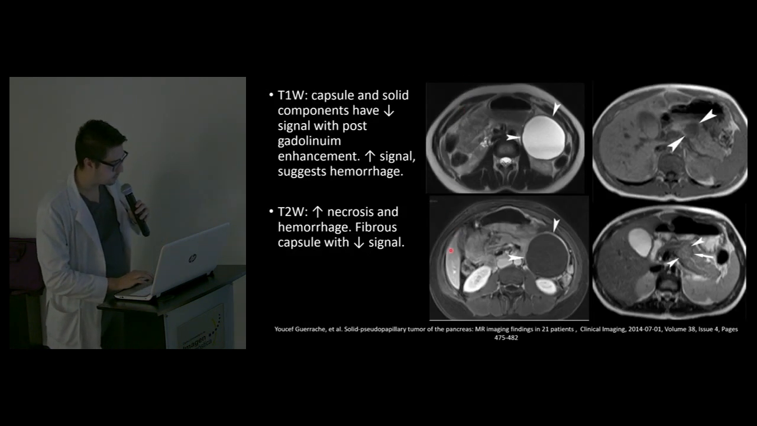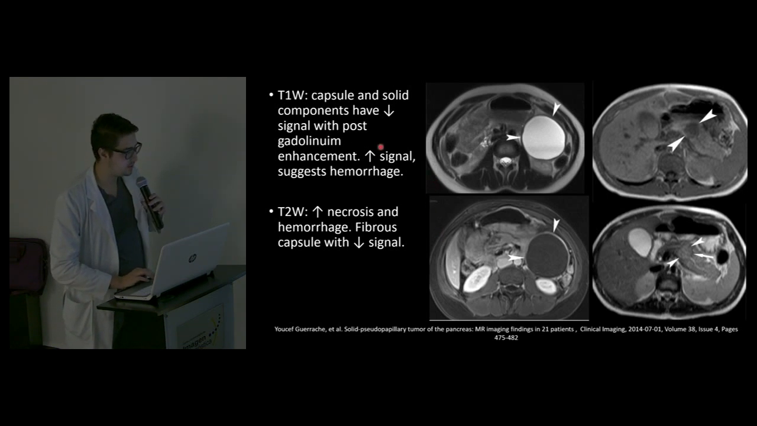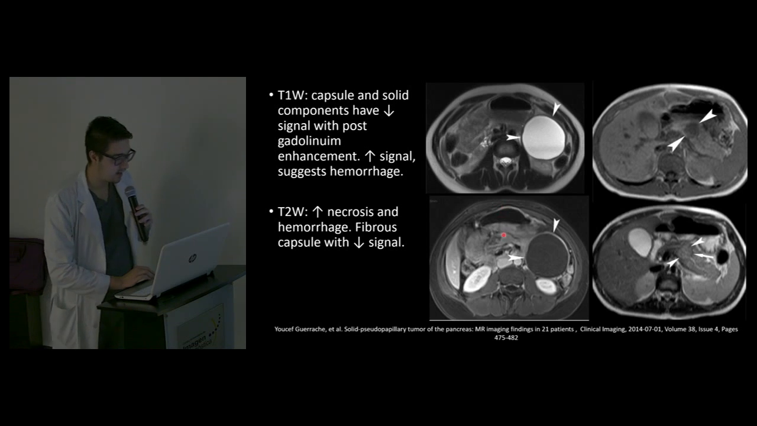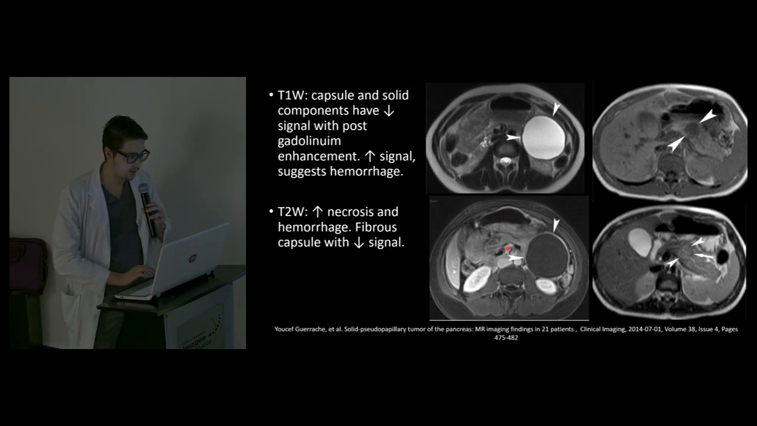At MRI, in T1 weighted images, the capsule and the solid components have a low signal, but after the administration of gadolinium, they have enhancement, like in these T1 weighted images with gadolinium. We have a homogeneous enhancement of the capsule. And when we find a high signal in T1, we can suggest that this is hemorrhage.